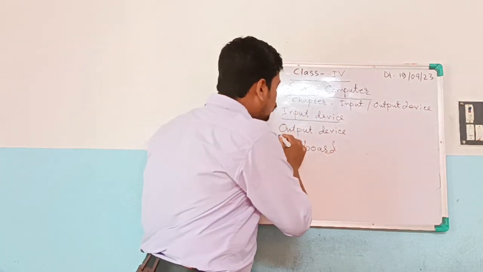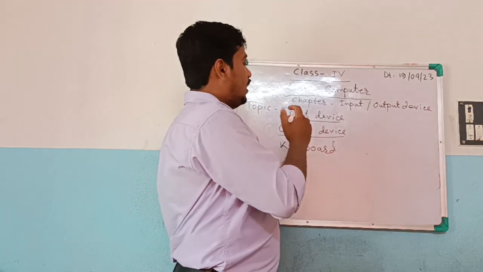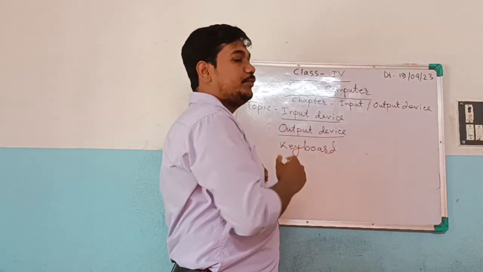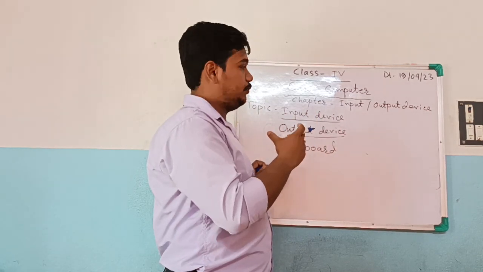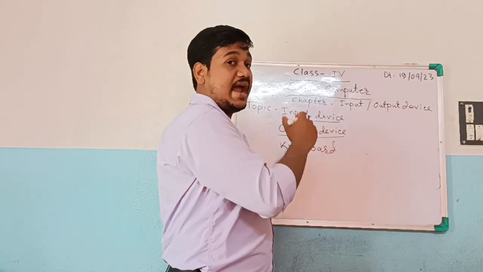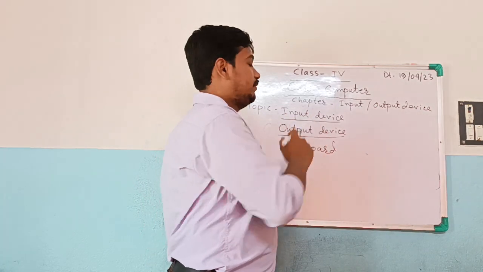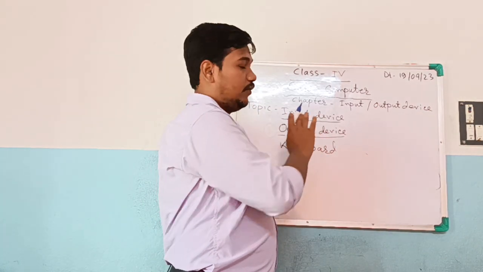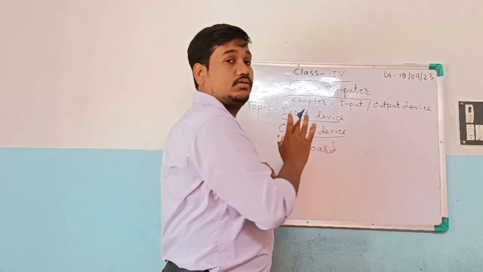Now next, output device. Output means, suppose we enter the data into the computer, after that it is processing in the CPU. The CPU is the brain of the computer, so it is processing in the CPU and then we get the result from an output device. For example, monitor. We get the result on the monitor.